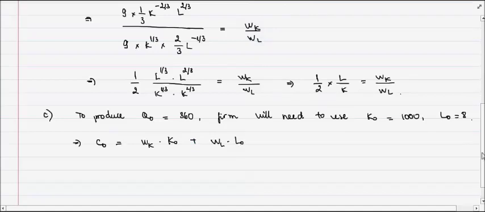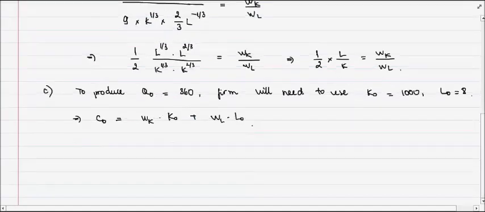Okay, so we have K0, L0. We only need to find WK and WL. So given that WL equal to 1,000, which is given to us, the only thing we have to find is WK. Okay, so if you are applying the condition that we found earlier, so from part B we know that WK on WL is equal to a half of L on K.